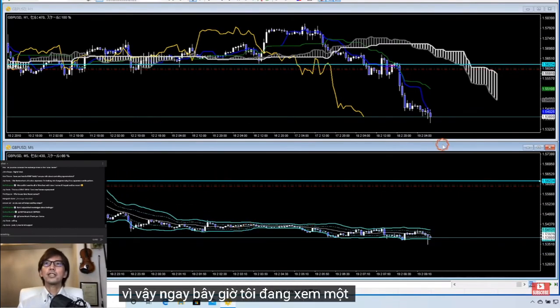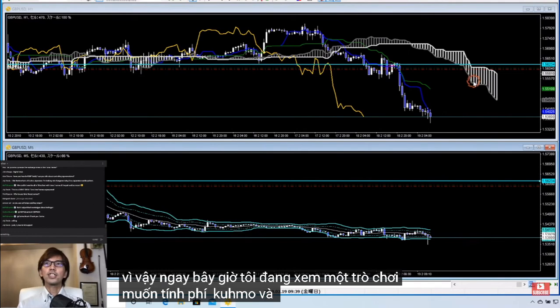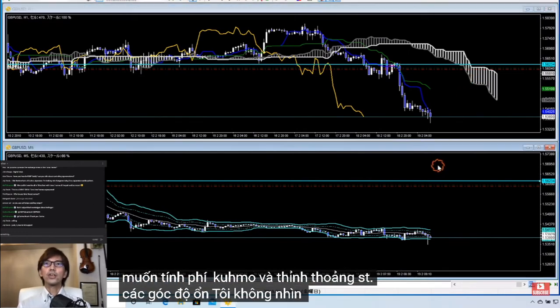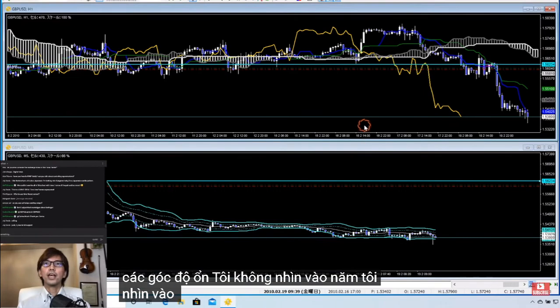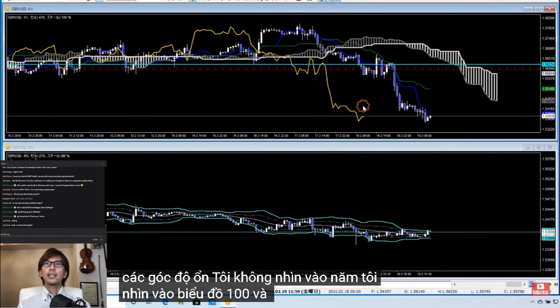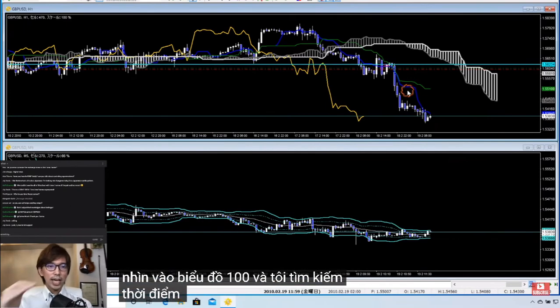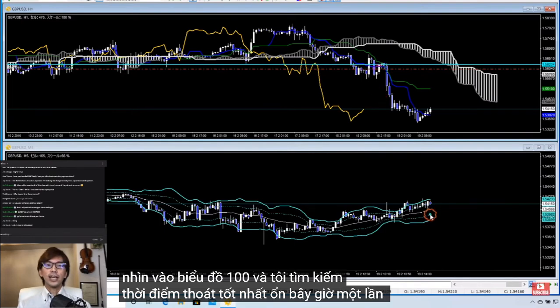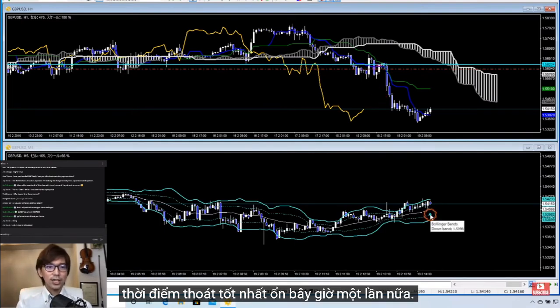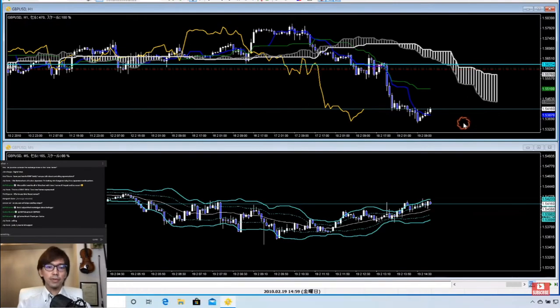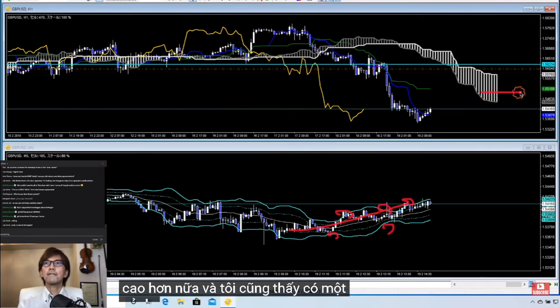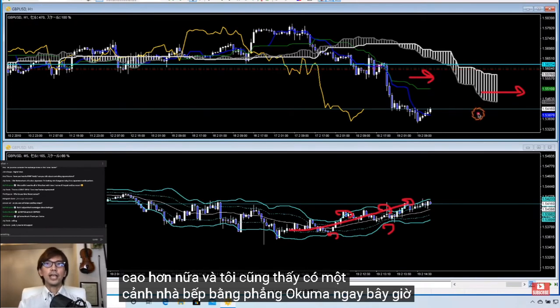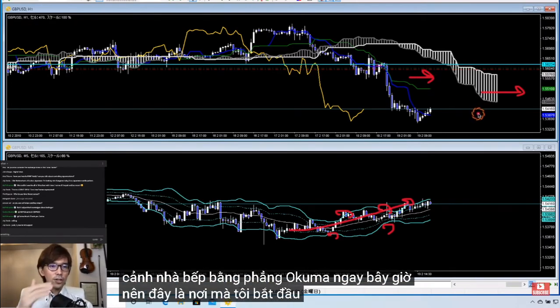So right now I'm looking at the 1 hour chart, Kumo and Kijun Sen angles. Okay, I don't look at the 5. I look at the 1 hour chart and I look for the best exit timing. Okay, now again, there is an uptrend in 5. The lows are getting higher and the highs are getting higher too. And also I see there is a flat Kumo, flat Kijun Sen right now. So this is somewhere that I start to look for the exit timing.